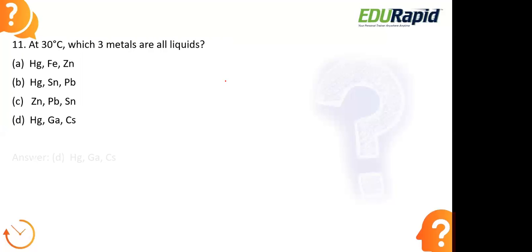Okay, the right option here is option D. Mercury, gallium and cesium, all these are metals which are in the liquid state at 30 degrees Celsius. So it is not actually exactly the room temperature, right? Exactly at room temperature, mercury is the one which is naturally available in liquid form.